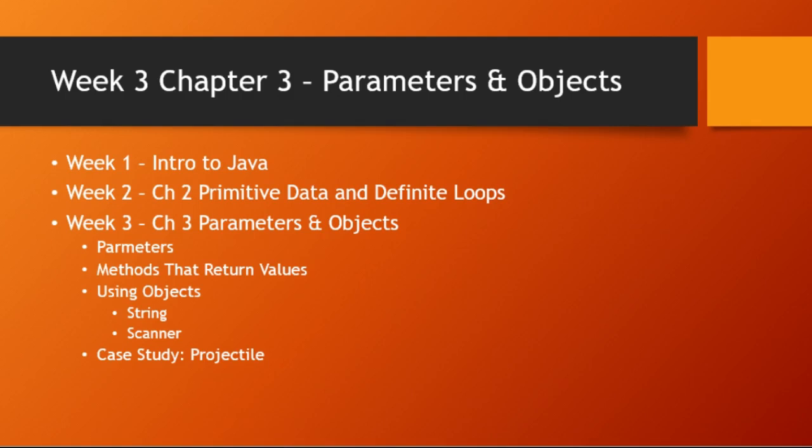very unusual object. It's treated as a quasi-object. It's an object behind the scenes, but they treat it like it's a primitive data type. And then Scanner, which is really the first true object class that we're looking at. And the book also covers a case study on drawing a projectile, which I'm not going to go over.